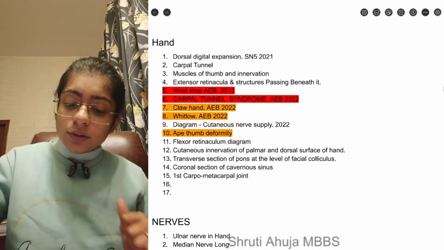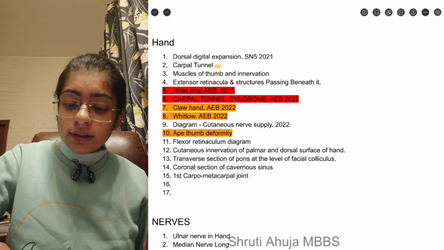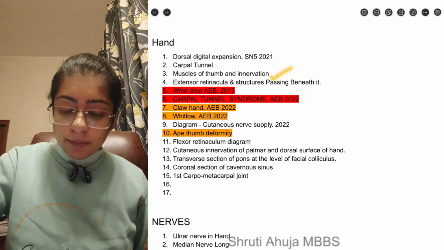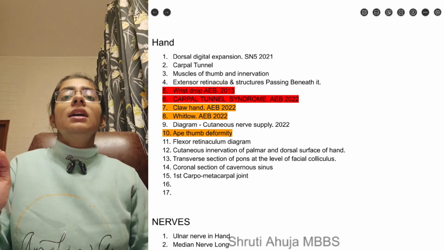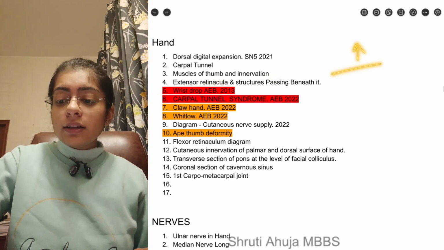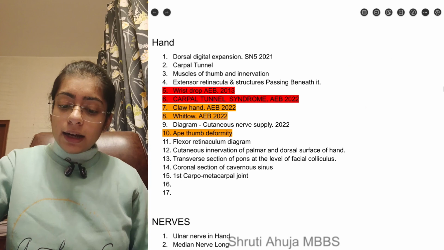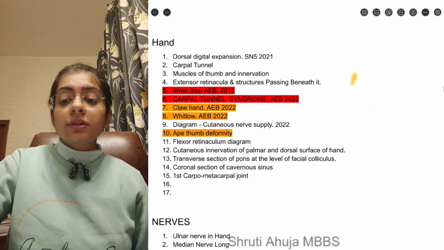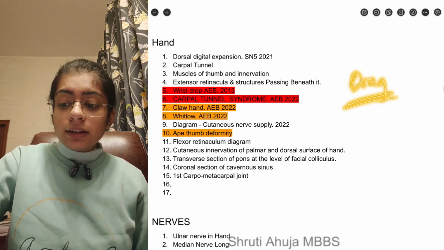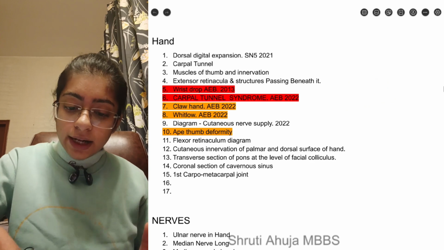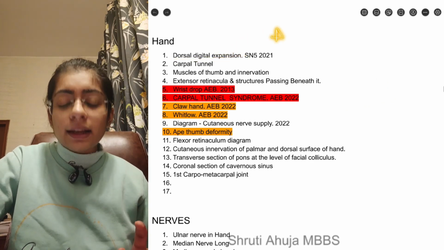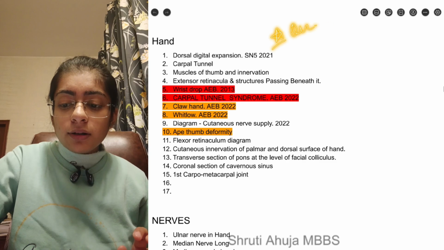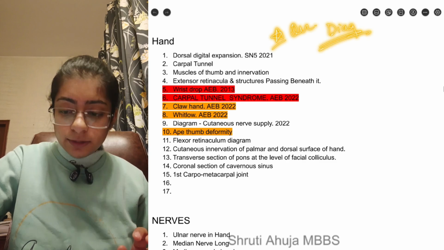Next is hand. So in hand, you can get a question on carpal tunnel, muscles of thumb and innervation, extensor retinacula and flexor retinacula also, structures passing above it, structures passing below it, and you can get a question on the diagram of the retinacula. These are all important questions, right? Dorsal digital expansion, less asked, but yes, you can get a question or a diagram on dorsal digital expansion.